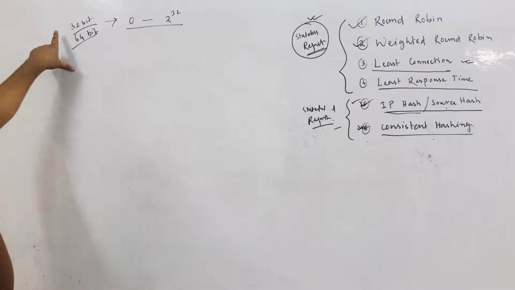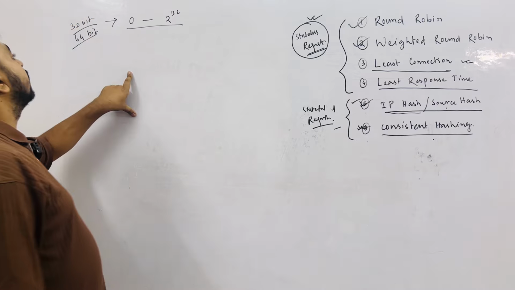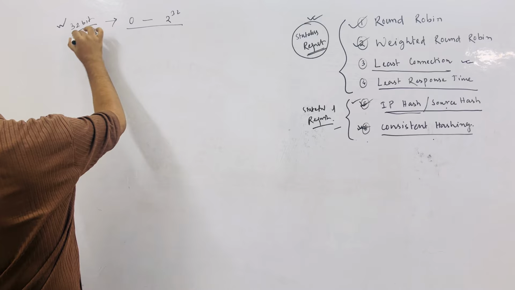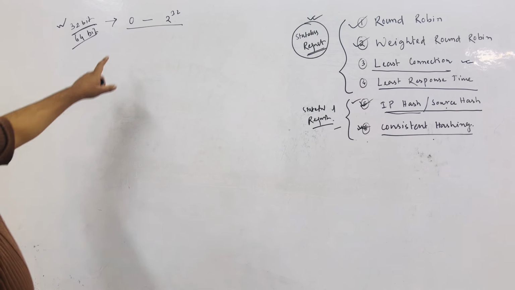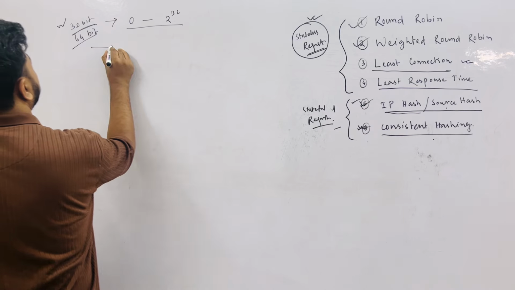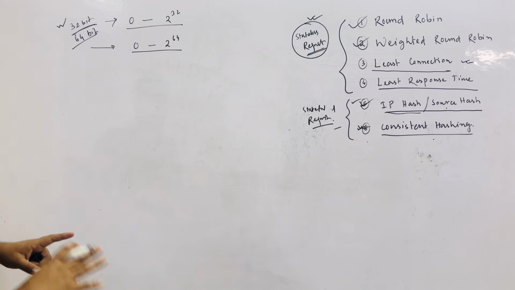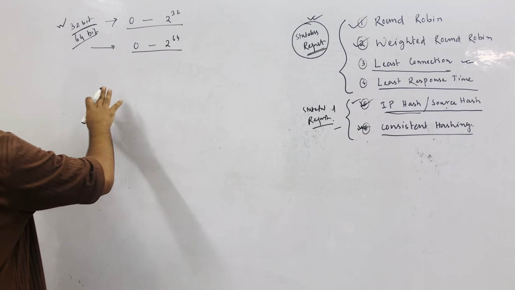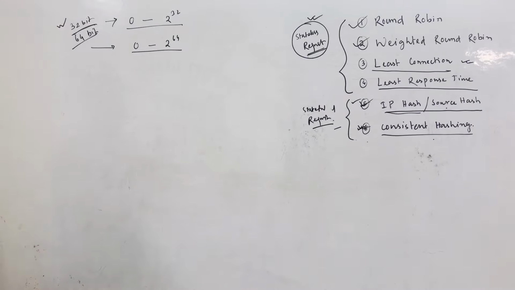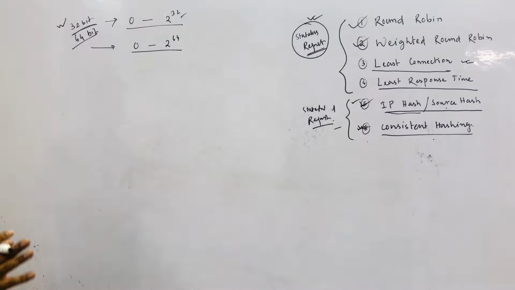If you hash any particular key or any data through any hash function in any server which is supporting 32-bit hashing, then the value you will get is from 0 to 2 to the power 32, and for 64-bit, 2 to the power 64. So, whenever you do any particular hashing, the value will come from 0 to 2 to the power 64 for 64-bit machines and 2 to the power 32 for 32-bit machines. I hope you got it.